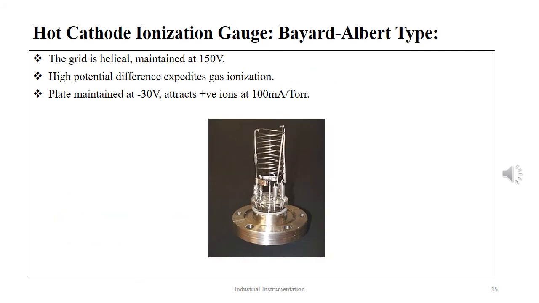In the picture below, we see the Bayard-Alpert type hot cathode ionization gauge. In this type of hot cathode ionization gauge, the helical grid is maintained at 150 volt, attracting electrons and expediting the gas ionization process. At minus 30 volt, the centrally positioned plate attracts the gas ions, producing ion current at 100 milliampere per torr.